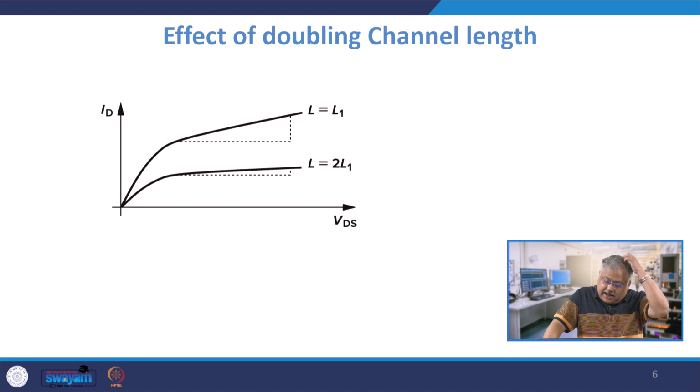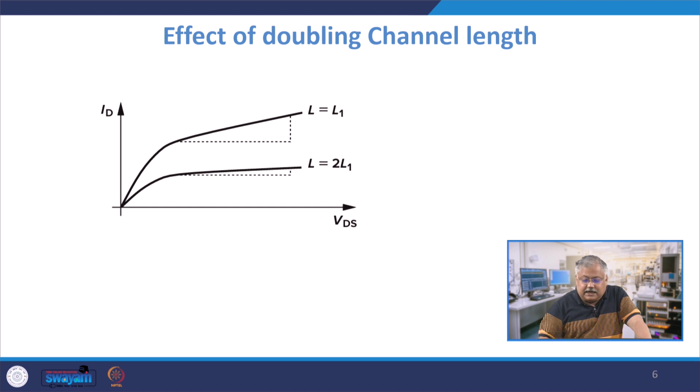Let's look at what happens if I plot ID versus VDS and increase the dimension of the device by twice, which means that I increase the channel length by twice. So I had one channel length of L1 and then I have a new channel length of double the L1 value. You see, the effect of CLM is actually reduced. Why? Because now effectively the drain and source are far apart from each other. Not only that, the delta L by L value will reduce when you have a larger channel length.